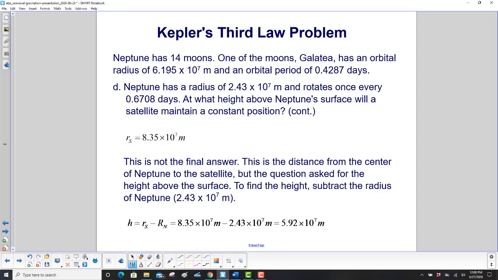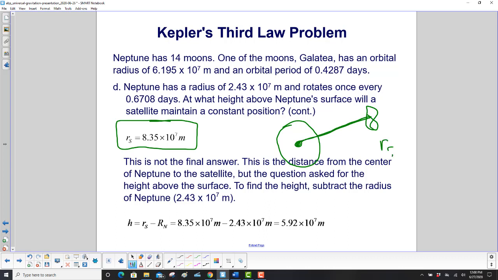So how can we finish the problem? This is the orbital radius of our communication satellite. That's from the center of Neptune. So what do we have to do? We have to find out how far it is above the surface. So here's Neptune. Here's our satellite. Not sure why I drew it like that. We were given that we found this distance, okay, that's R sub s. But we want this distance.